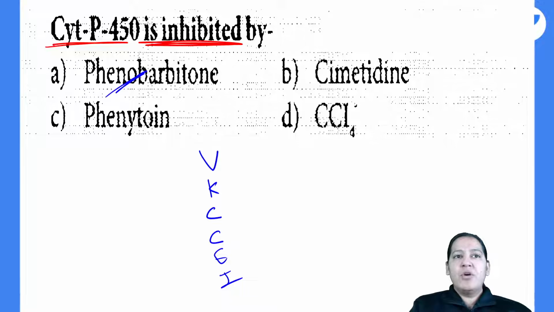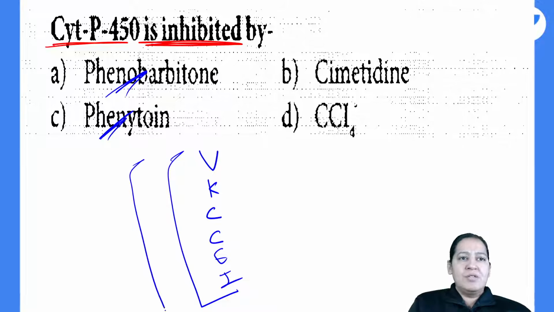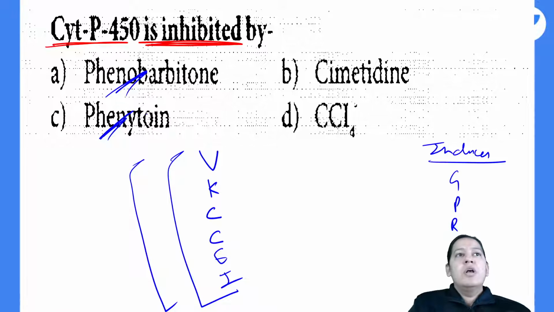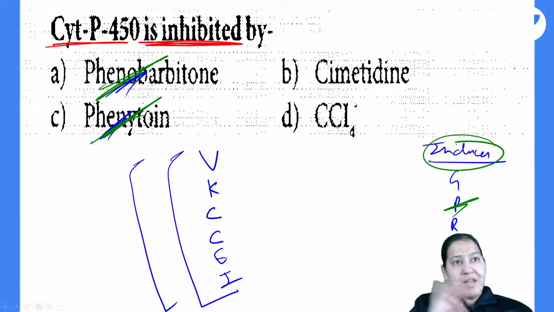Is phenobarbital coming in this mnemonic? No, there is no P. Is phenytoin coming in this mnemonic? No. What is the other mnemonic, for inducer? Inducer का भी बताओ. Because all these options are coming in inducer. The mnemonic is GPRS cell phone. Phenobarbital and phenytoin both come in this mnemonic, so they are inducers, not inhibitors, right?